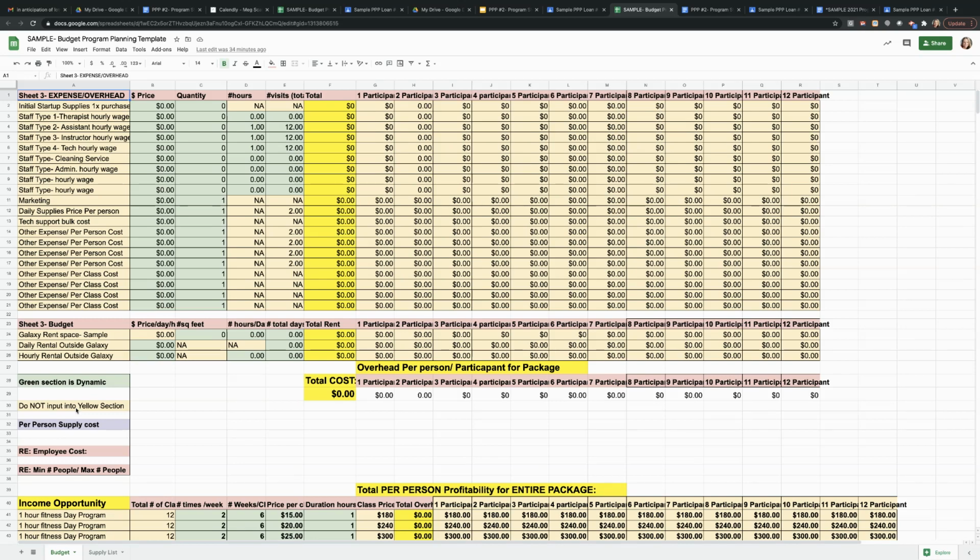So let's say I want to start a program, and I'm going to call it the summer camp. I'm going to look at summer camp, and the initial startup supplies, a one-time purchase for this summer camp. Let's say I have to purchase some items for it, some smaller tables or something, and I have about $250 in startup costs. I know I need at least one therapist, and so the therapist hourly wage, I'm going to anticipate that our cost at, let's just say, I'm going to make it easy, $50.